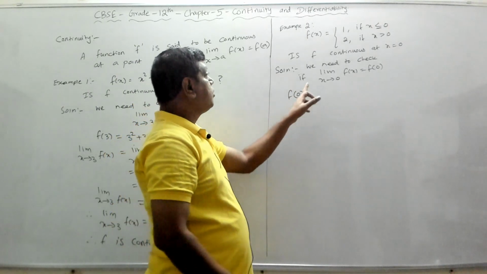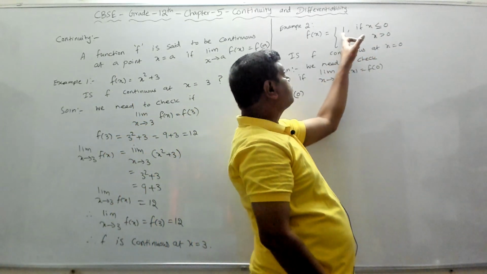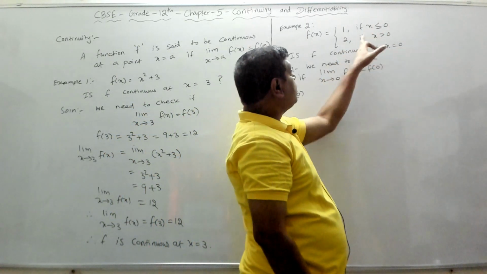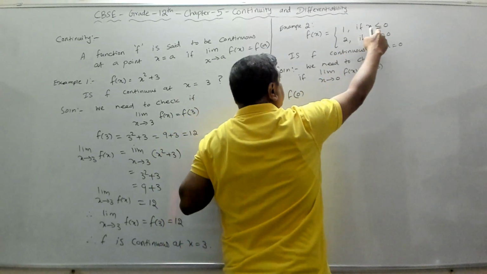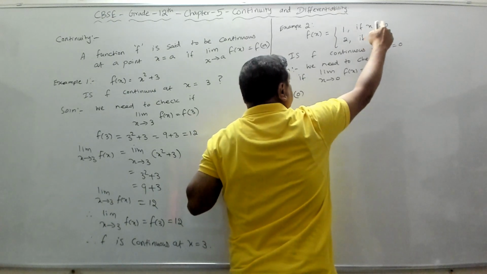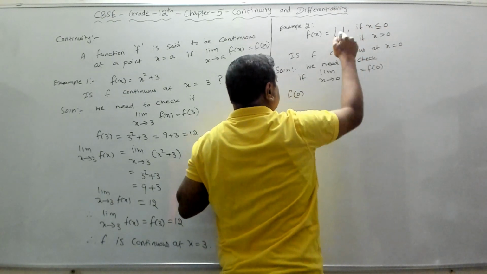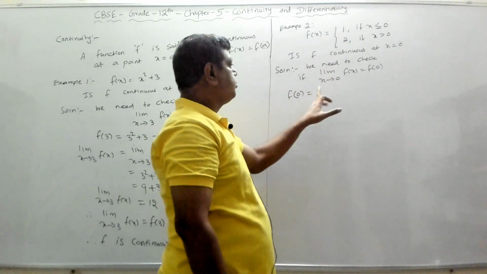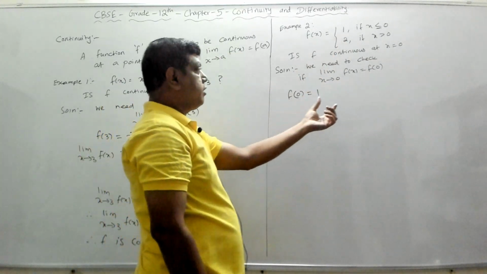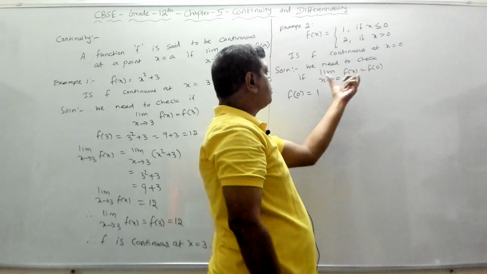When x is less than or equal to 0, f of x is 1, and when x is greater than 0, f of x is 2. So when x is equal to 0, which means this condition, f of x is 1. So f of 0 will become 1. What is the value of f of 0? It is 1. We have calculated this. Let's find limit x goes to 0, f of x.